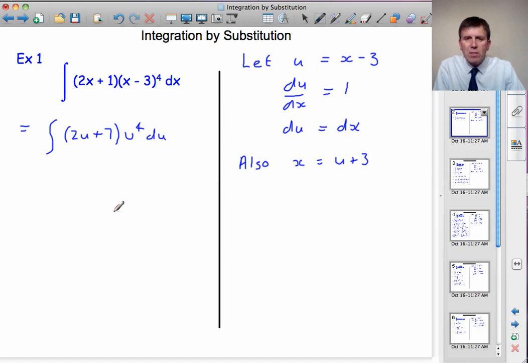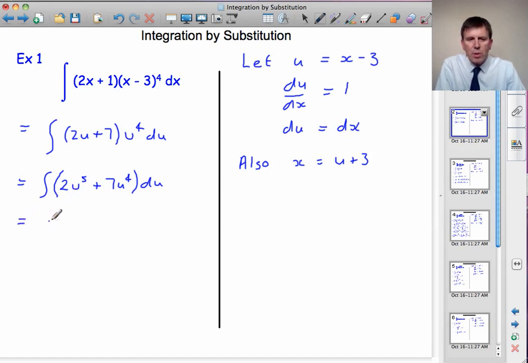Now at first glance you might think we're no further forward, but this is a lot simpler to integrate than this expression here. Why? Because I can multiply the bracket by the u to the 4, and I get 2u times u to the 4 is 2u to the power 5, plus 7 times u to the 4 is plus 7u to the 4. Now I've got 2 polynomial terms in u that are very straightforward to integrate.